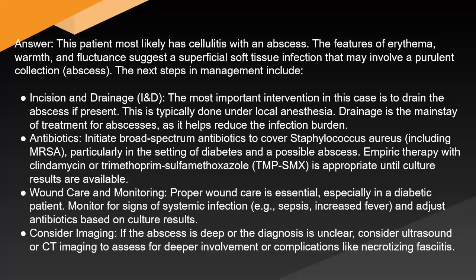Antibiotics: initiate broad-spectrum antibiotics to cover Staphylococcus aureus, including MRSA, particularly in the setting of diabetes and a possible abscess. Empiric therapy with clindamycin or trimethoprim-sulfamethoxazole (TMP-SMX) is appropriate until culture results are available. Wound care and monitoring: proper wound care is essential, especially in a diabetic patient. Monitor for signs of systemic infection, e.g., sepsis, increased fever, and adjust antibiotics based on culture results. Consider imaging: if the abscess is deep or the diagnosis is unclear, consider ultrasound or CT imaging to assess for deeper involvement or complications like necrotizing fasciitis.